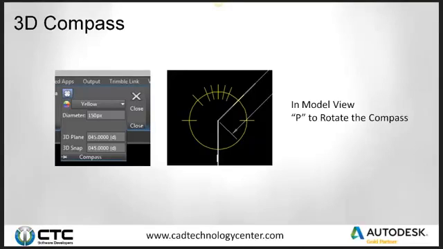So by rotating my compass with the P command, I can go from strictly a horizontal bend to a horizontal and vertical bend to then just a vertical bend. And as long as I keep hitting P, it'll just keep circling around.